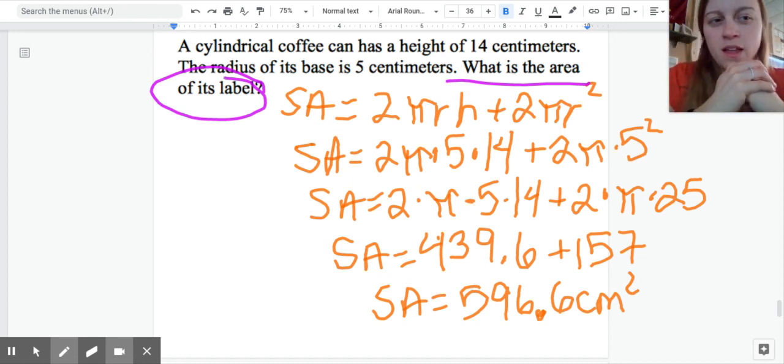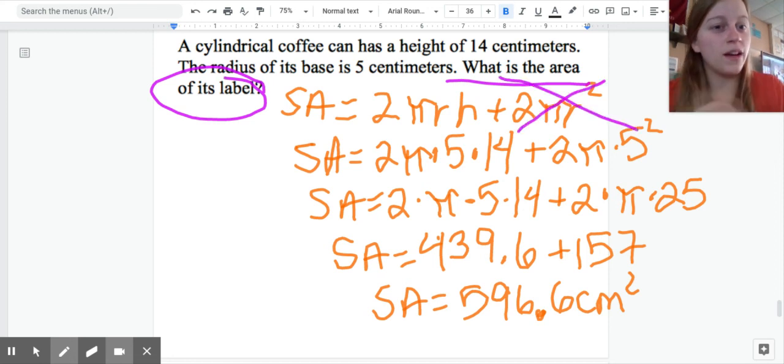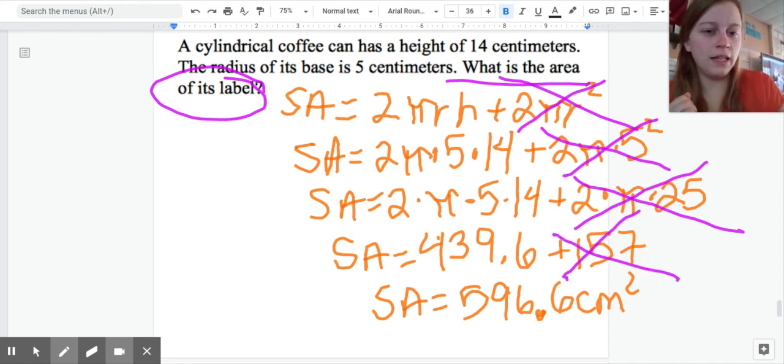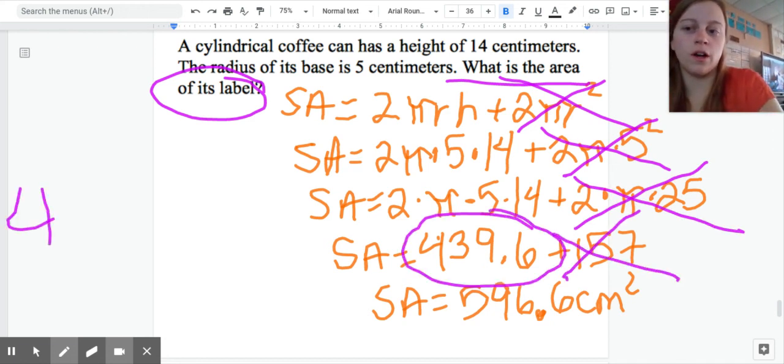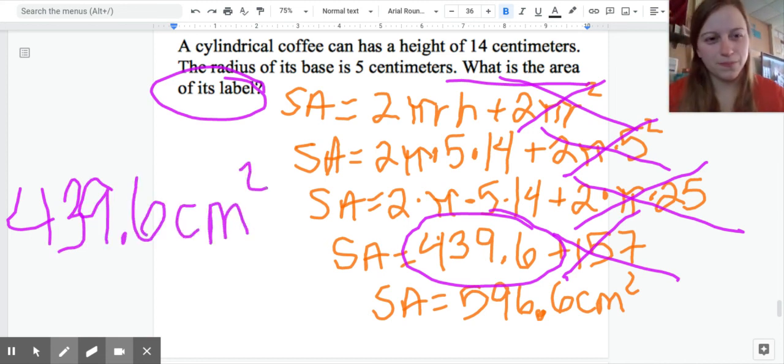No. When you're labeling a coffee can or a cylinder, same thing with soup cans, we're really only covering the lateral face, so the rectangle part. So do I need my 2 circles on top and bottom? No. So we're going to get rid of that part of the formula. So really our answer is only 439.6 centimeters squared. So it's important we make sure we read the full question before we find the surface area.